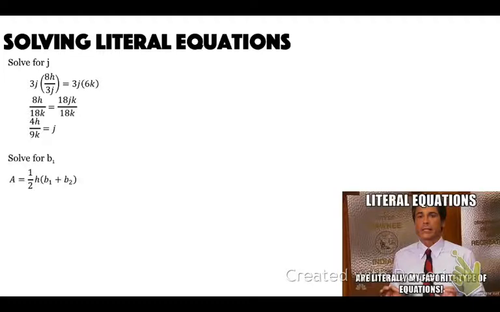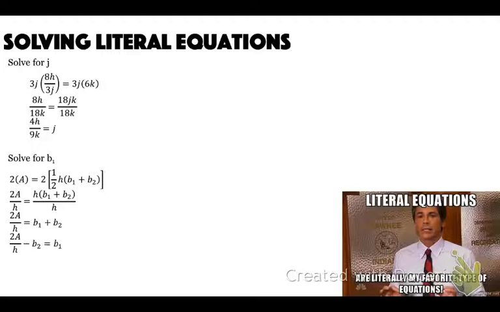This one, solve for b1. So first thing I'm going to do, we have that half there. I want to get rid of it, so I multiply that by the denominator. So I multiply by 2. So I have 2a equals h times b1 plus b2. Let's get rid of the h, so I'm going to divide by h. So I have 2a over h equals b1 plus b2. Solving for b1, so I'm going to subtract the b2. So I have 2a over h minus b2 equals b1.